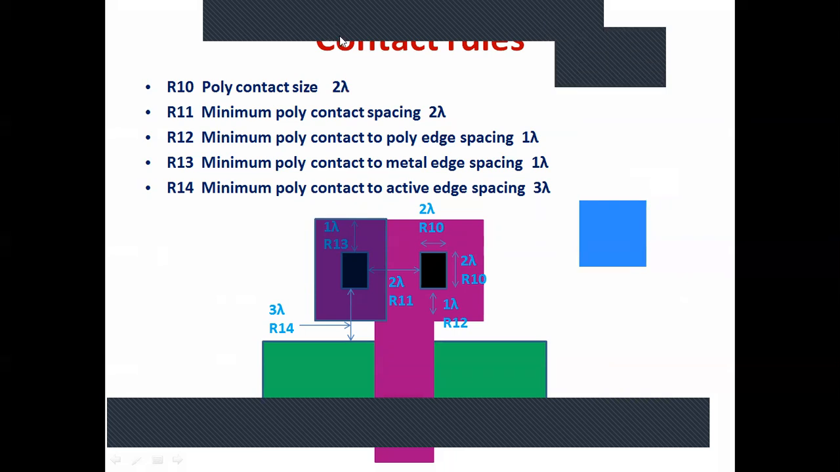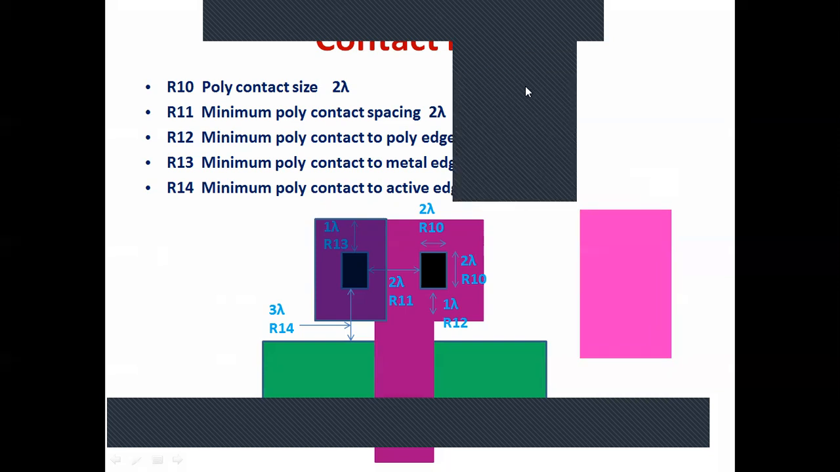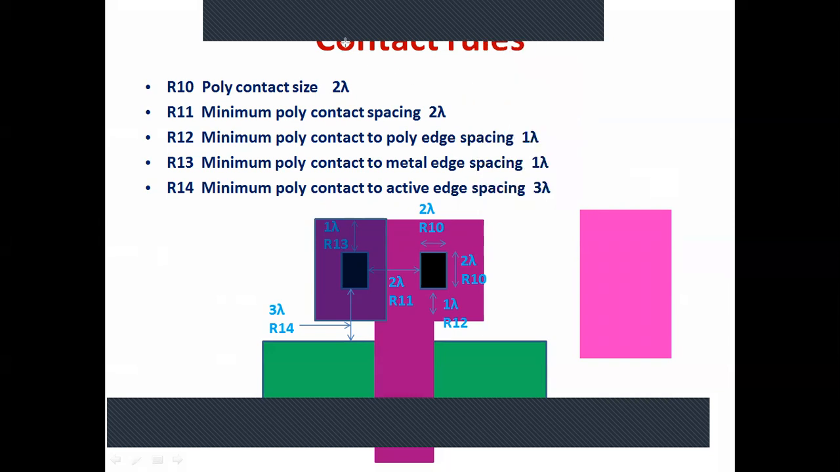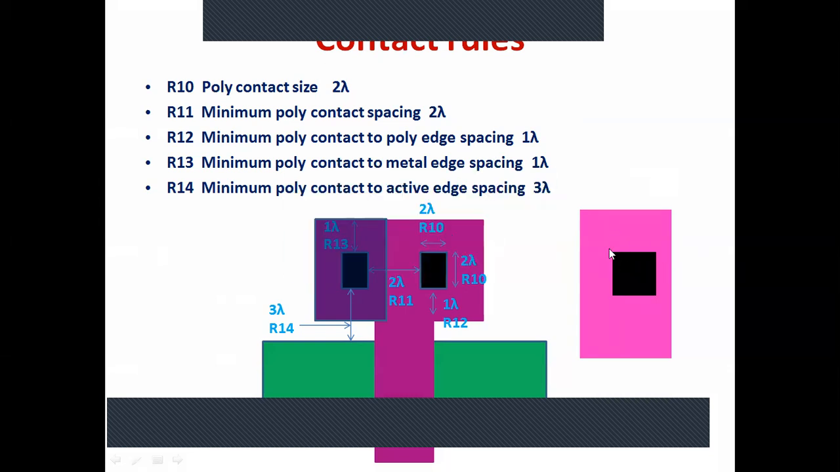First I will take polysilicon. I have taken polysilicon and I want to make the contact. The contact has to be black. Okay, this is contact. Now I have to put metal on this contact, right? I have to put the metal on the contact.